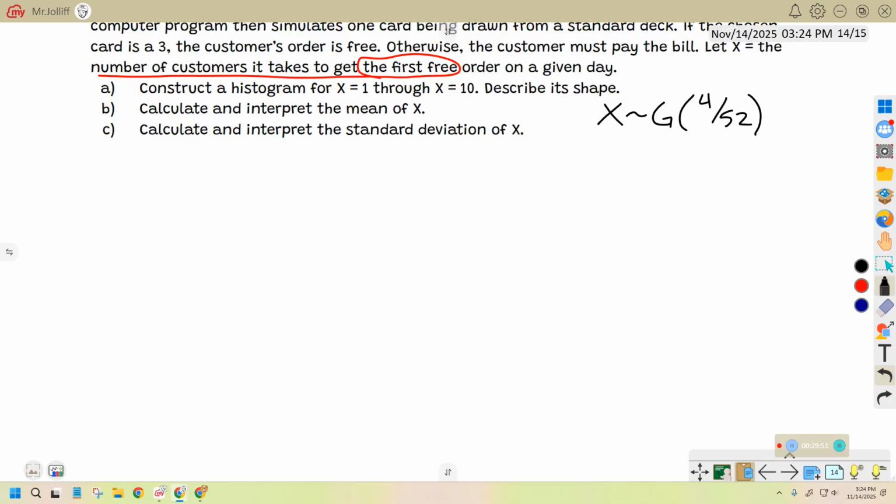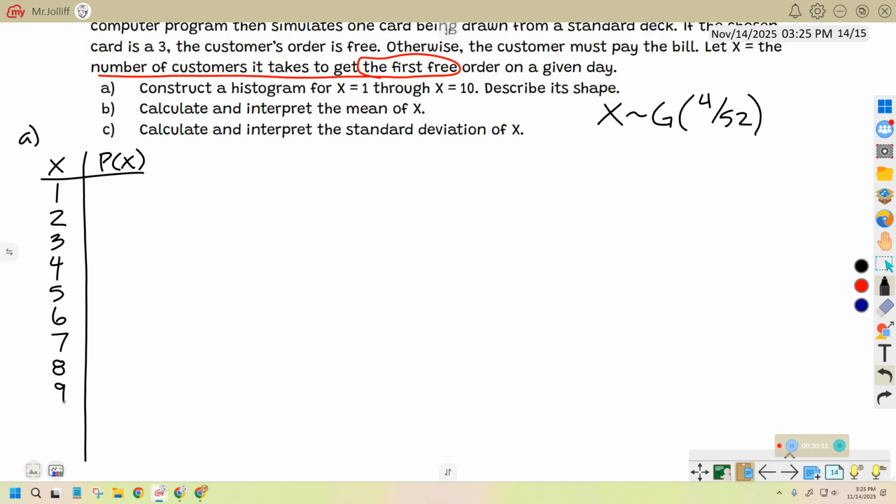I am asked to make a histogram. Before that, I need a probability distribution. I'm starting at 1. They told me to go all the way up to 10. So my suggestion, so that you don't have to do the formula 10 times, is you go to your calculator, you go to the list menu, right? Stat button, enter. You put X values in list 1.